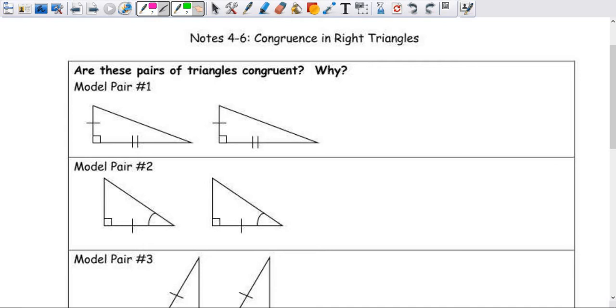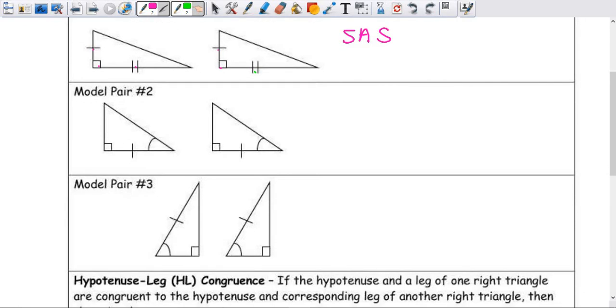Are these triangles congruent? Well, we have sides matched up, we have an angle matched up, and we have a side matched up. So it's side, angle, side. Even though this angle is a right angle, 90 degrees equals 90 degrees. All right? We also have this one where we have a 90-degree angle matched up. We have sides matched up, and we have another angle matched up. So here we would have angle, side, angle.